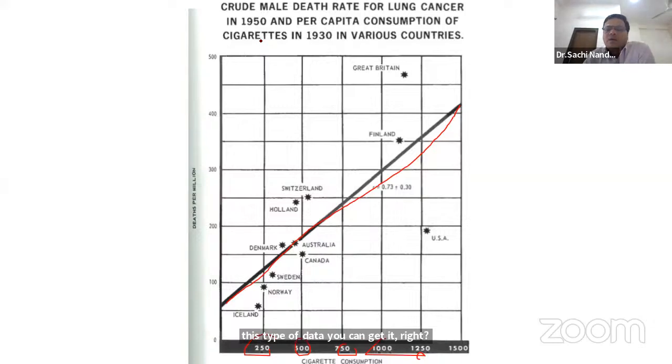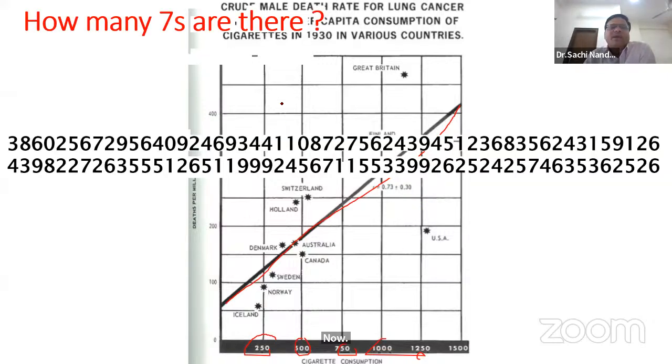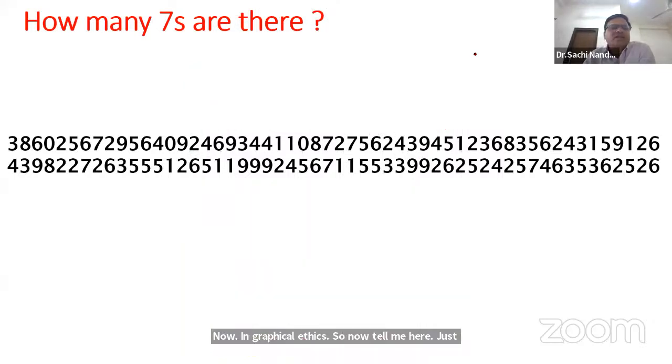Now in graphical basics, tell me, I want to know how many sevens are there. Can anybody quickly tell me how many sevens are there? You have to take some time to count each individual number, right? Now just look at this picture. I'm coming to the next picture. How many sevens are there? So you need some time to calculate, right?